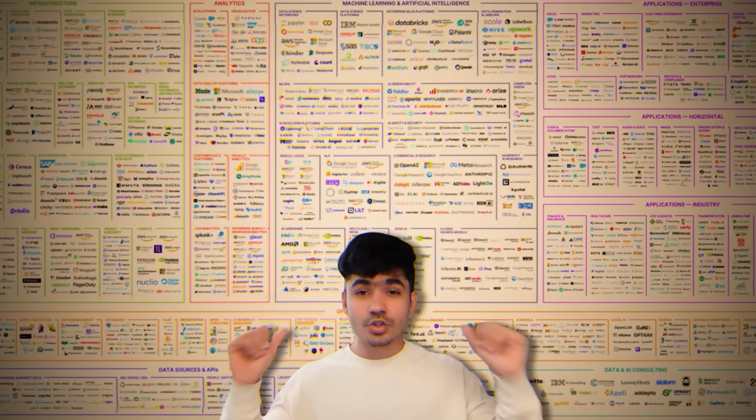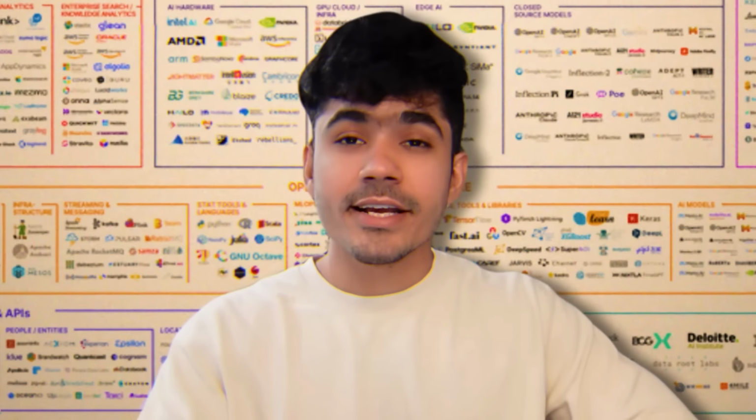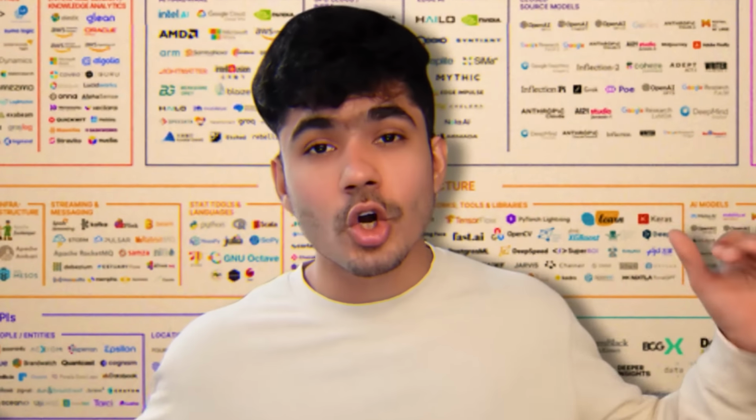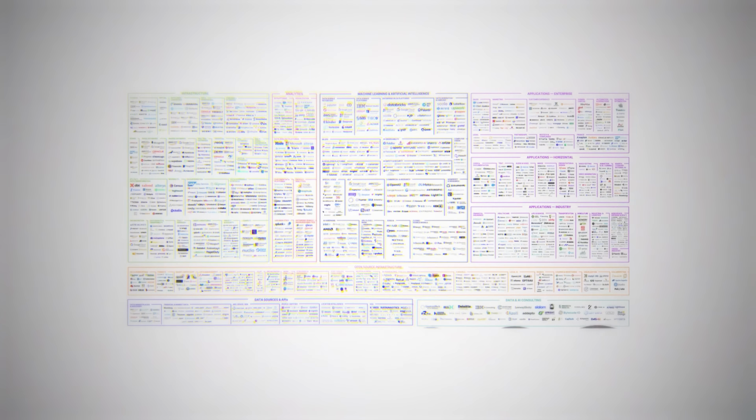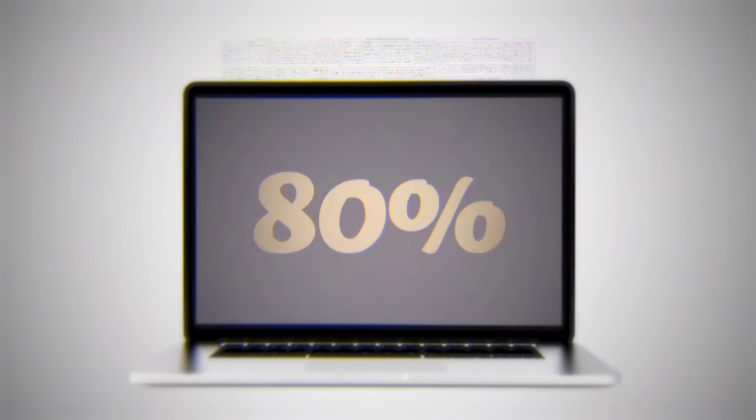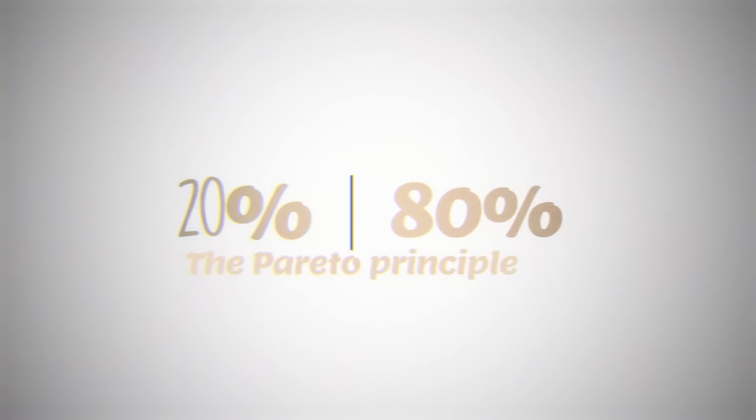If you look at this big data landscape, you understand there are so many tools available. It will take your entire life just to learn all of these tools. We just need to focus on highly demanded tools that are being used in the industry. So we are going to focus on 20% of the tools that will give us 80% of the result. This is what we call the Pareto principle.